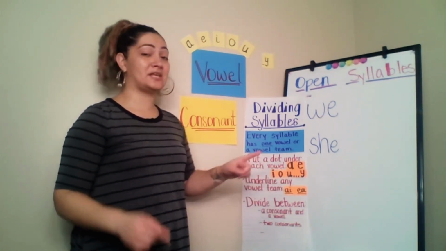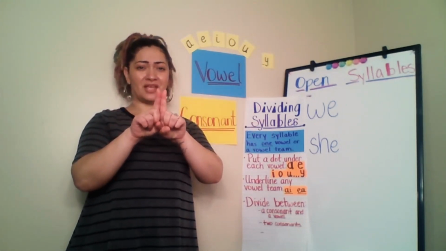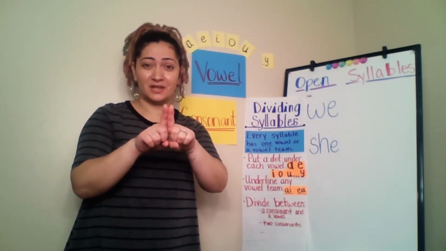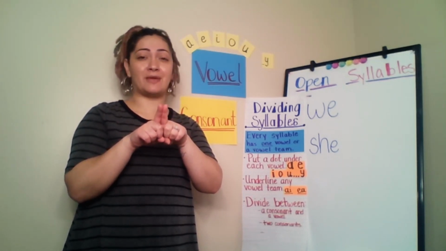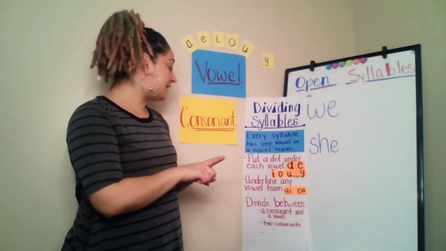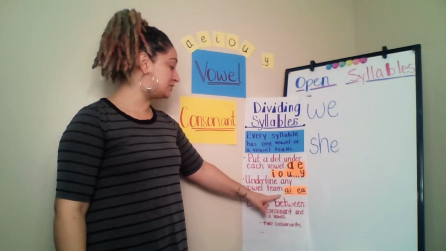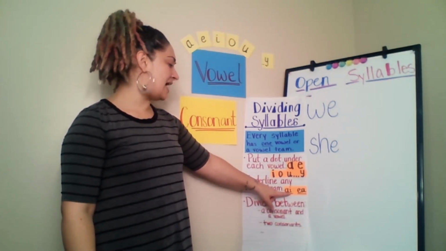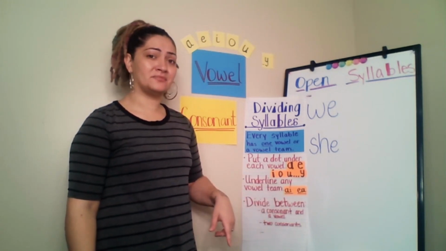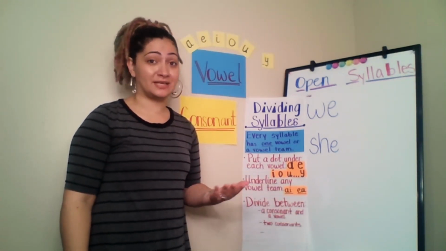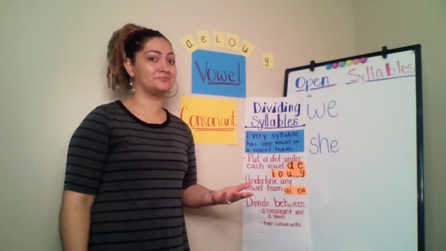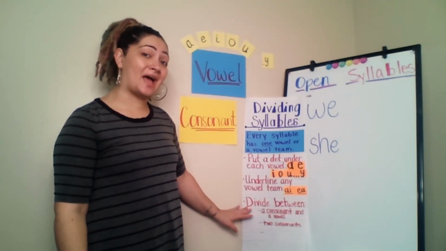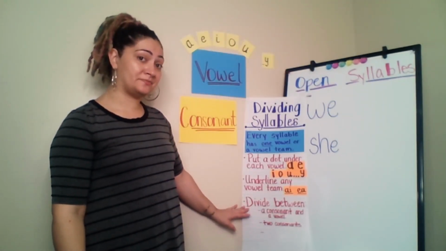If we notice that there are two vowels together, and we decide that those two vowels are working together as a team, they're known as a vowel team, and they'll only make one vowel sound. If we notice that this happens, we're going to underline them. Vowel teams are things like AI or EA, or of course double vowels like EE or OO. And that's when we can divide the word into syllables.